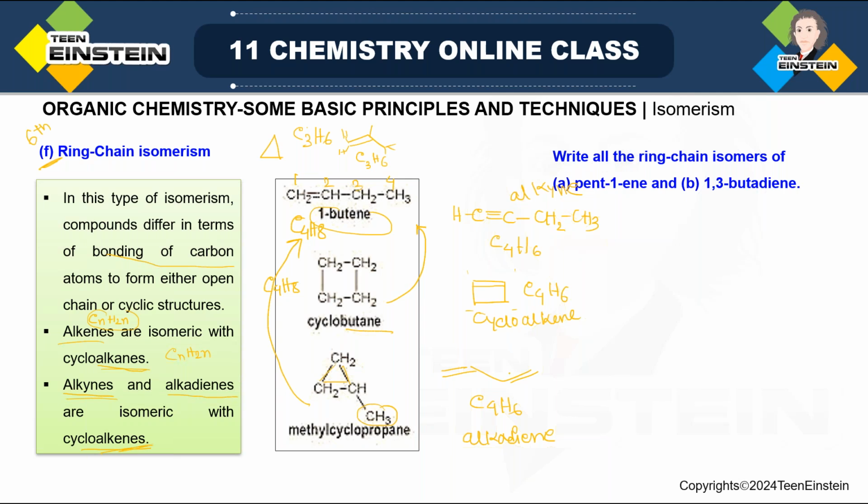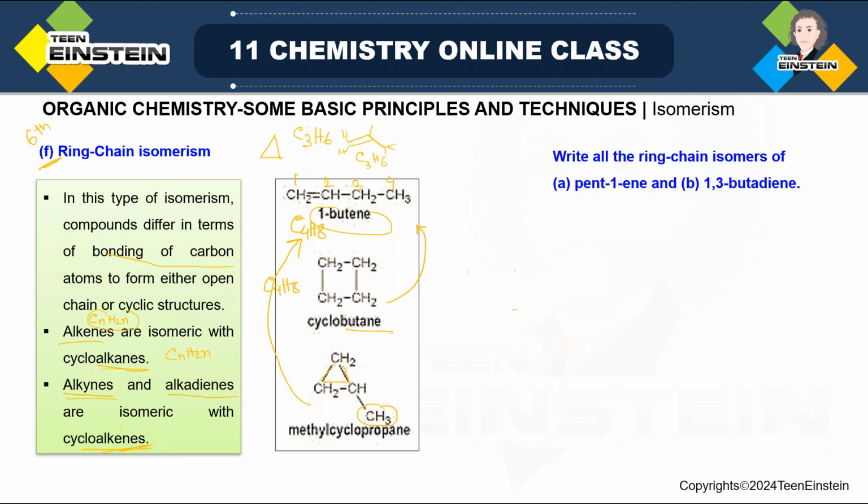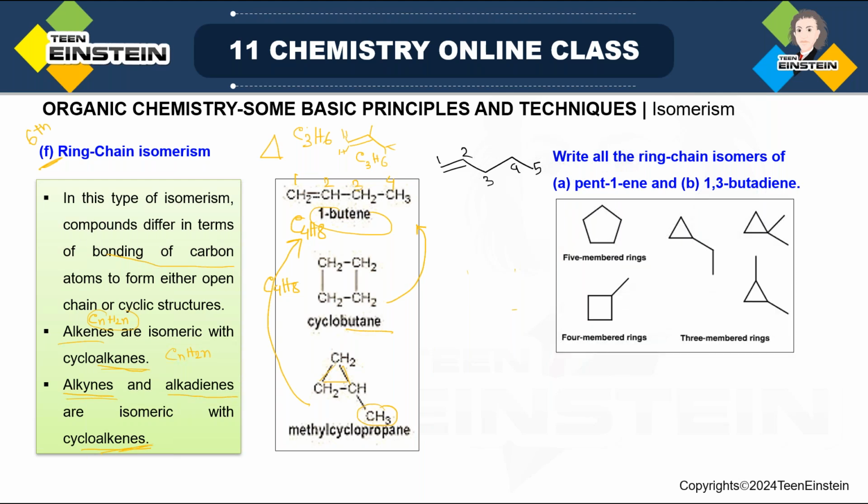Now, one example we'll see. We'll end this slide just after seeing this. So, write all the ring chain isomers of pent-1-ene. We know the structure of pent-1-ene. Okay, let me draw it first. Pent-1-ene. Now it will have ring chain isomers. The ring structure will be some cycloalkane.